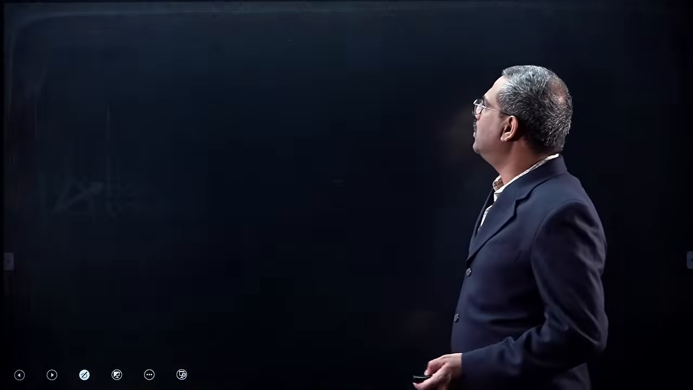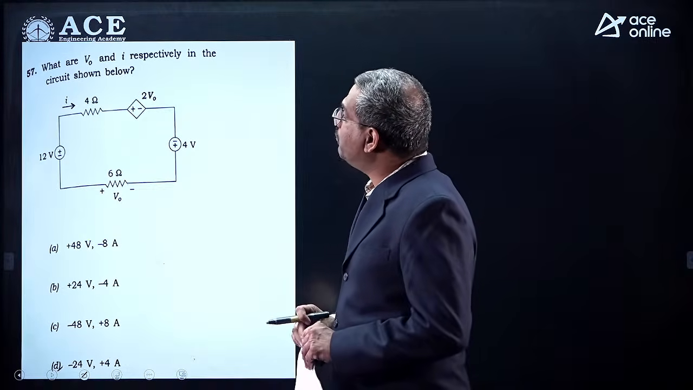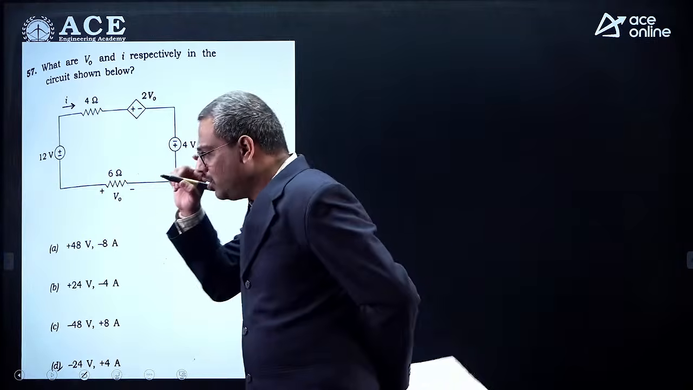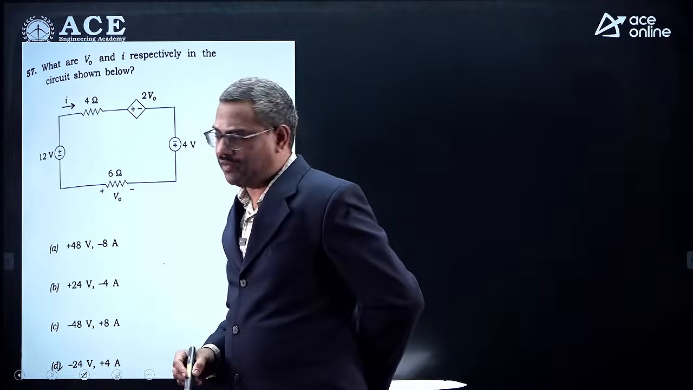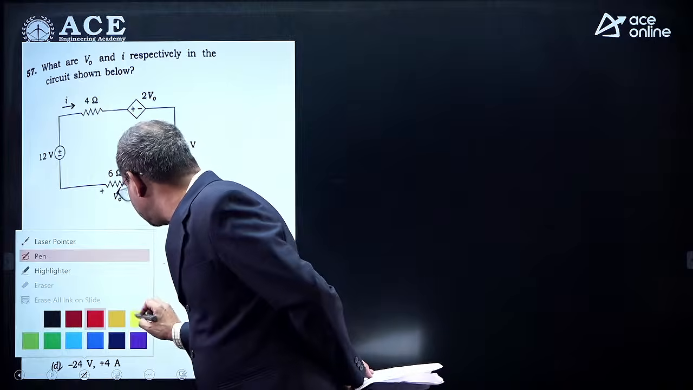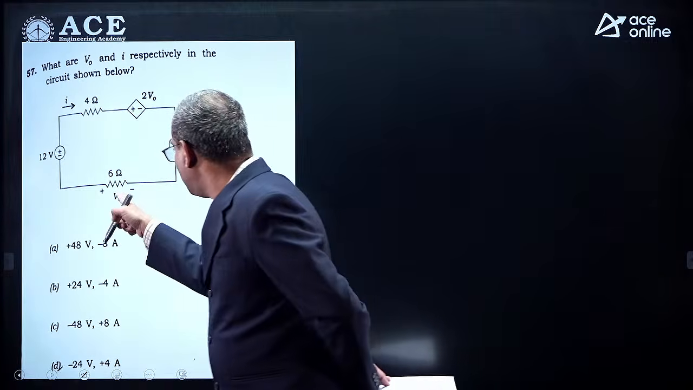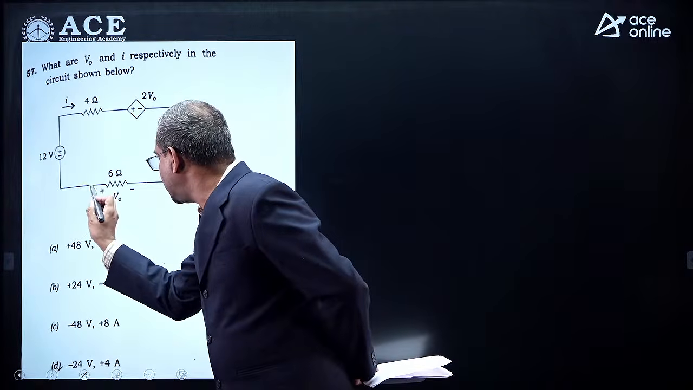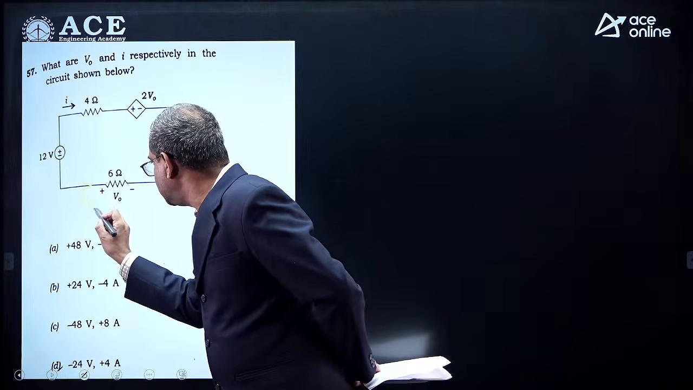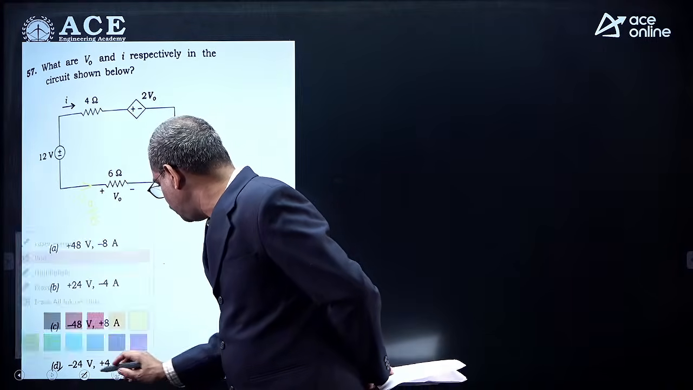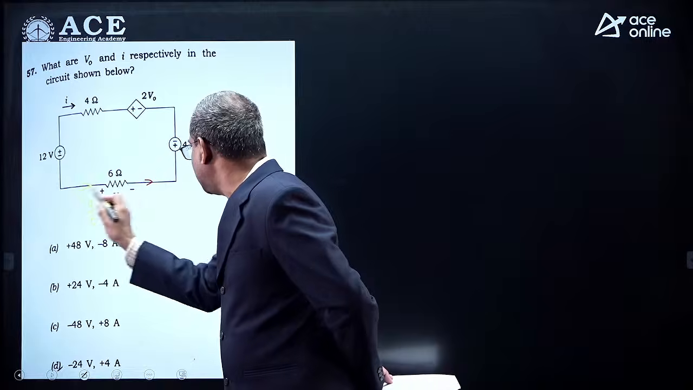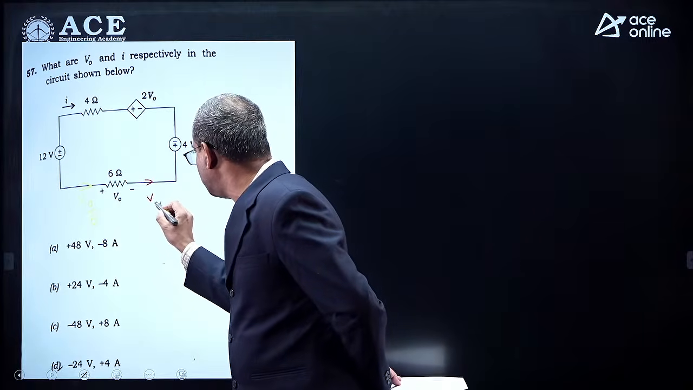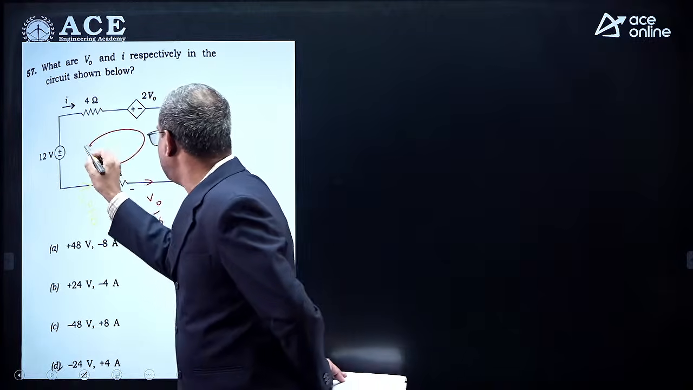Now what are the values of V0 and I? Because there is a dependent source, don't try to write extra equations. My way of doing it is very simple. Because this is a passive element, this current should be V0 by 6, I is V by R, and current enters positive in a passive element, so V0 by 6. With this I will write a KVL starting from here.